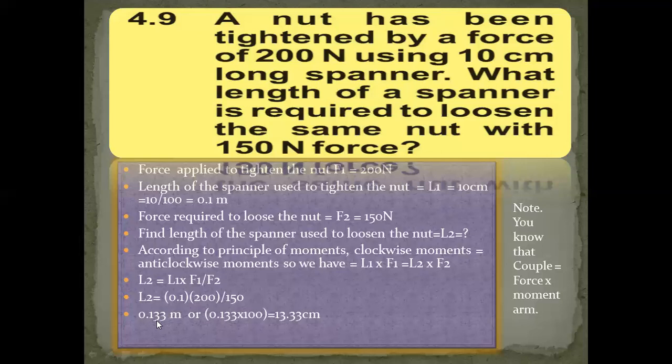And you know that you are going from meter to centimeter. You're going from a bigger unit to a smaller unit, so you will have to multiply by 100. So 0.133, when you multiply with 100, the answer would be 13.33 centimeters.